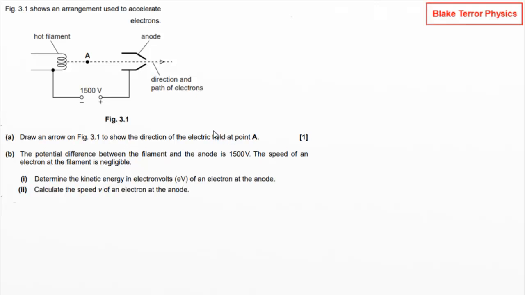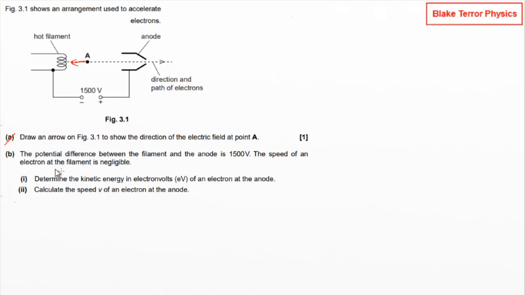So the direction of the electric field is what would happen if we put a positive charge in there. What way would a positive charge move if we put it at point A? Well, it's going to move towards the hot filament because it's negative. So it's going to be an arrow off to the left there. And of course, the positive charge is going to move in the opposite direction to the negative electrodes.